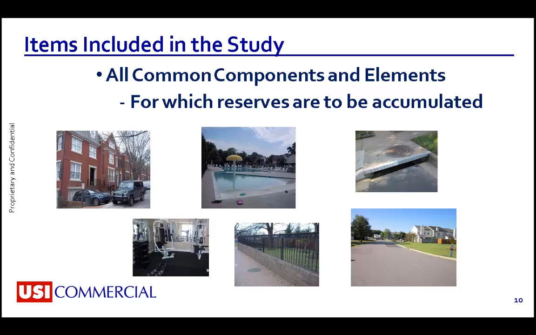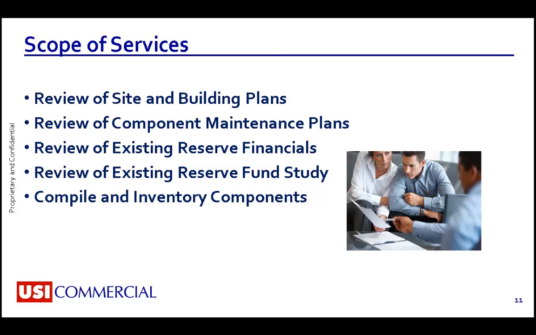The study will include all common elements for which reserves are to be accumulated. We want to ensure that the components included are true line item elements that warrant reserve funding. We carefully analyze components and elements to determine whether they are true reserve items or they'd be better off funded through the general funding or operating budget. The purpose of the scope of the study is to be used as a tool to assist the association in developing a funding plan for future repair or replacement of major common areas, elements, and components.